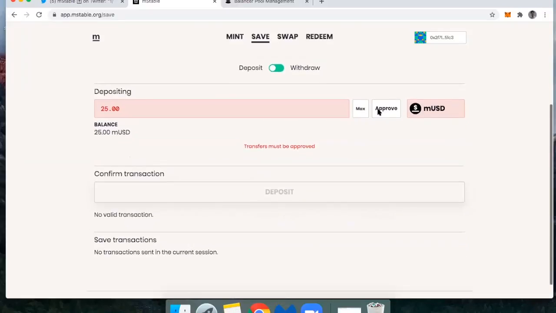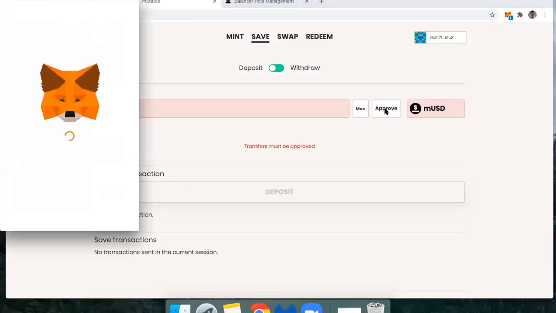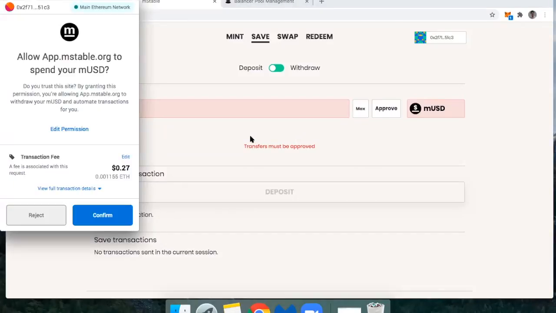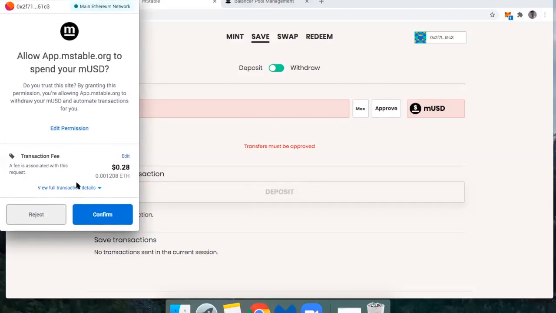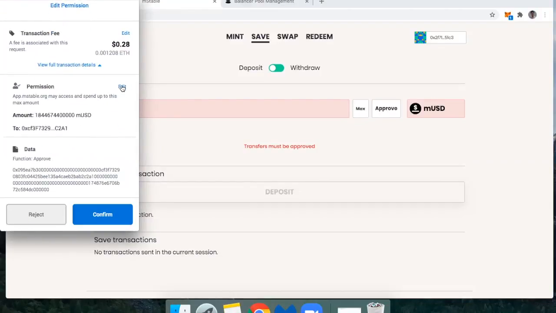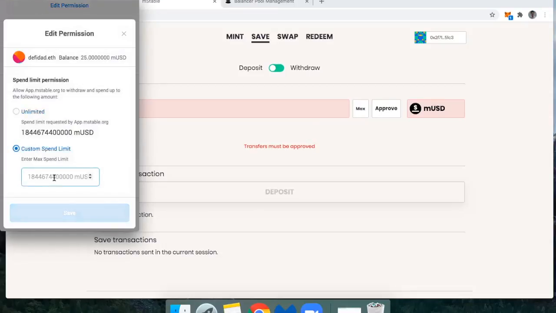I'm going to go ahead and approve this, and then I'm going to have a second transaction that's going to actually spend, or I guess save, my mUSD in the app. So we're going to allow it to move my mUSD tokens. I'm going to adjust the gas per usual, and currently, ethgasstation.info says that 23 Gwei will get it done. I'm going to also check the permission here. I'm going to set the permission at, I guess, 50 here, just for now. Again, I just don't like leaving anything as unlimited.